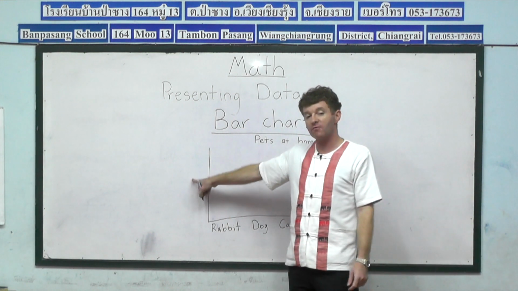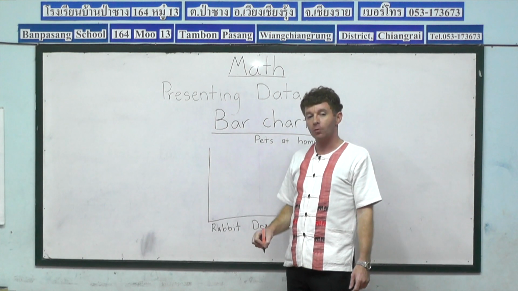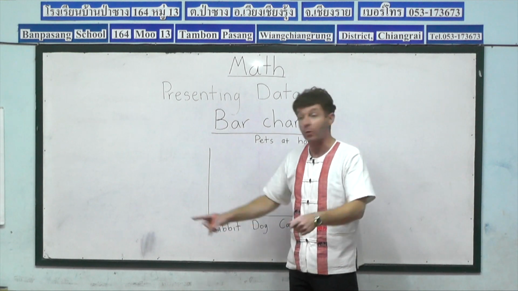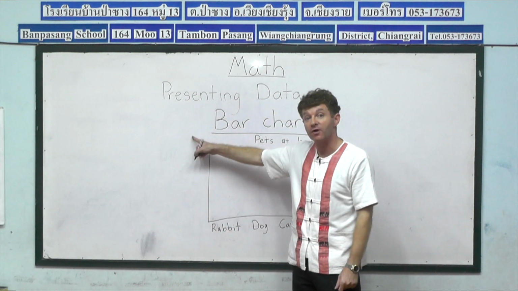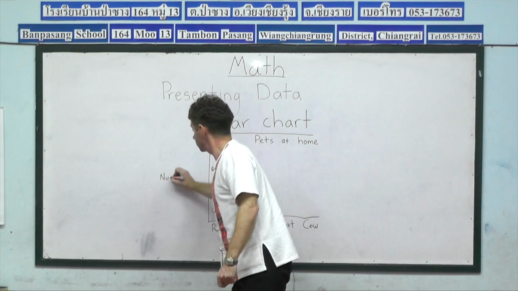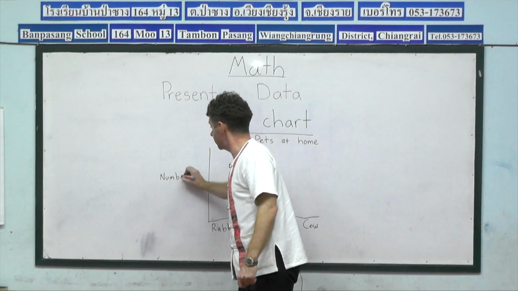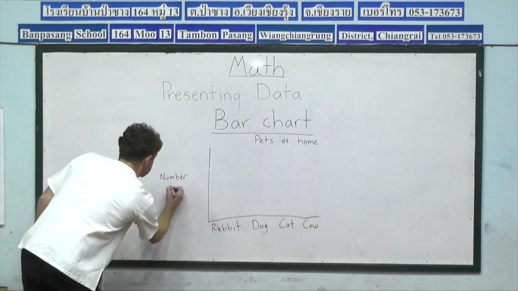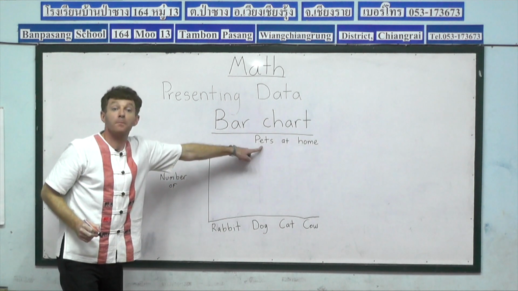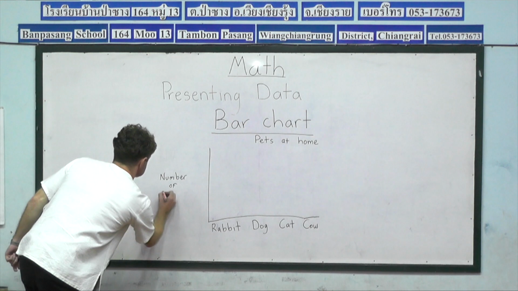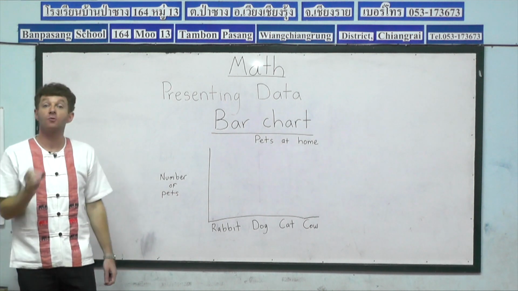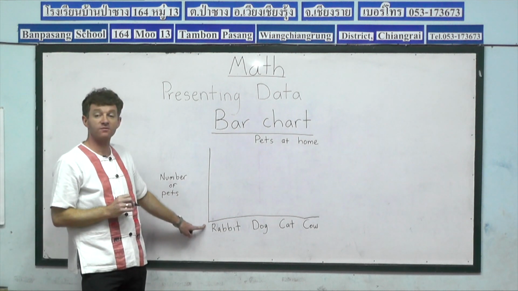What do we need on our vertical axis, guys? What goes on the vertical axis? Numbers. Excellent. We always have our count on the vertical, the numbers. So number, N-U-M-B-E-R. Number of pets. P-E-T-S.